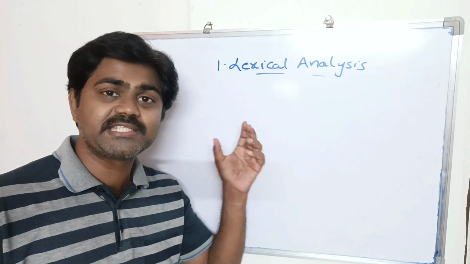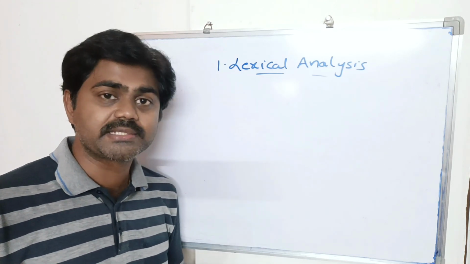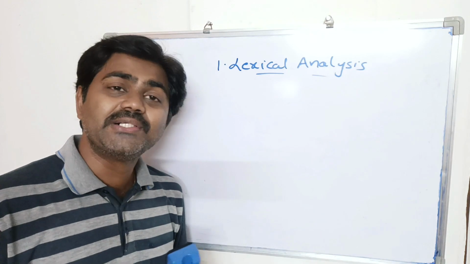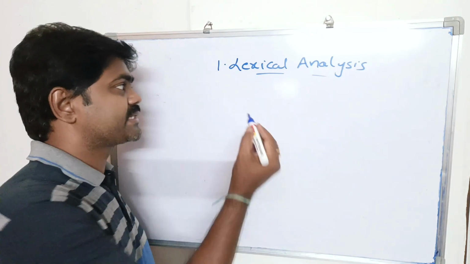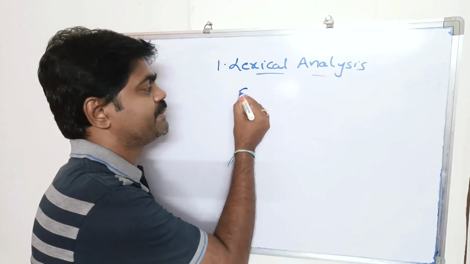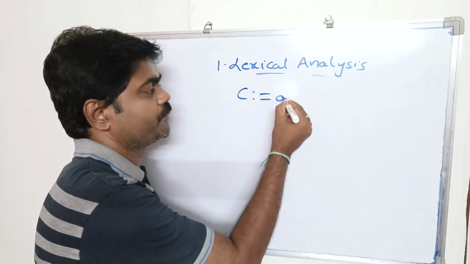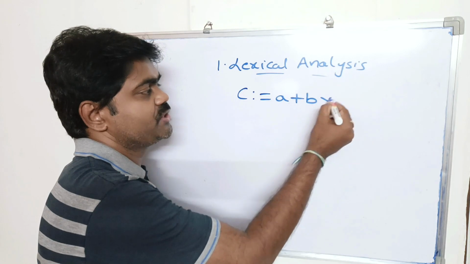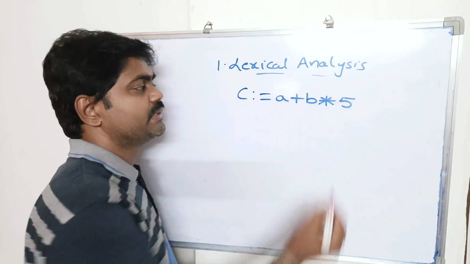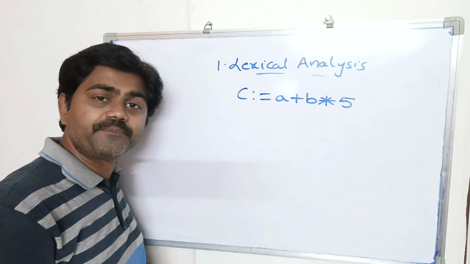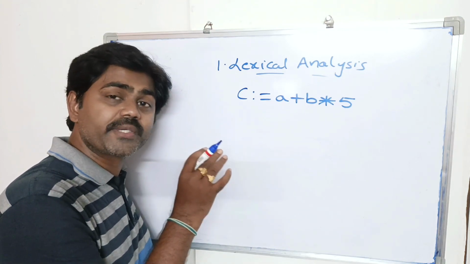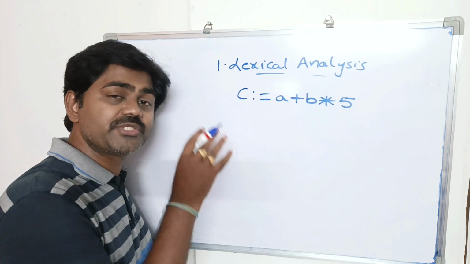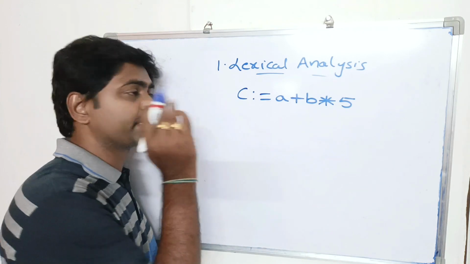That source input is divided into groups of tokens. So how are these tokens taken? For example, if my input is C equal to A plus B into 5, this input statement should be divided into tokens. The job of a lexical analyzer is to divide it into groups of tokens.